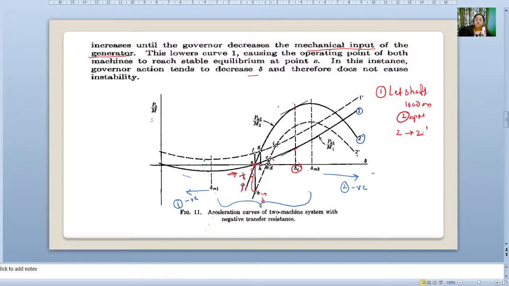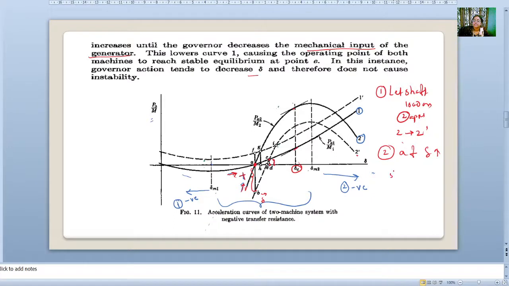so that is the intersection of 2 dash and 1 C. Now CD, both machines have equal acceleration, C and D. This I will write down as the second step. Because of this we have initially retardation AF. Because of this del increases.